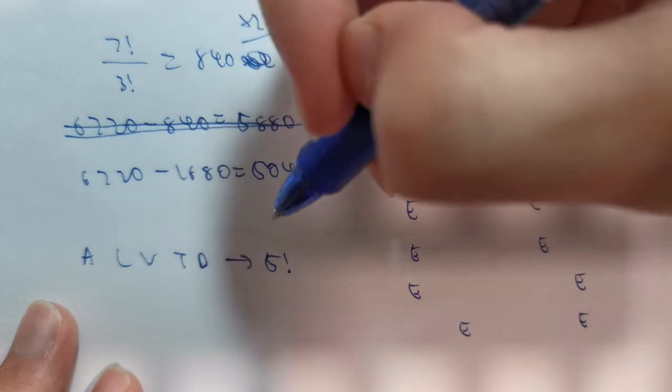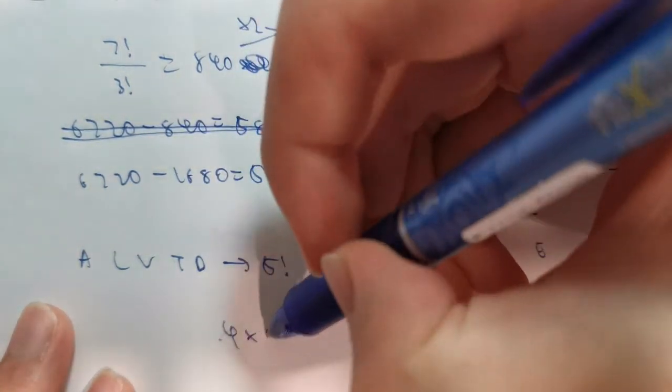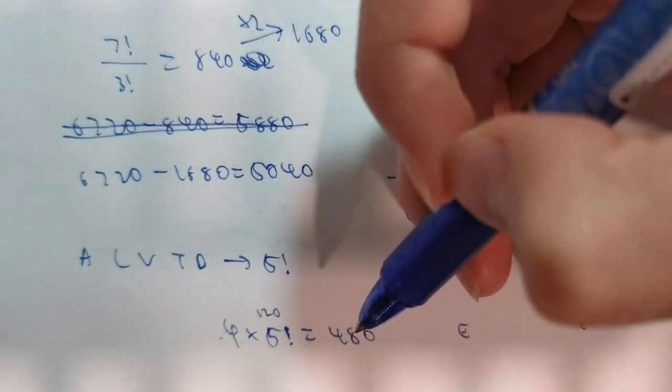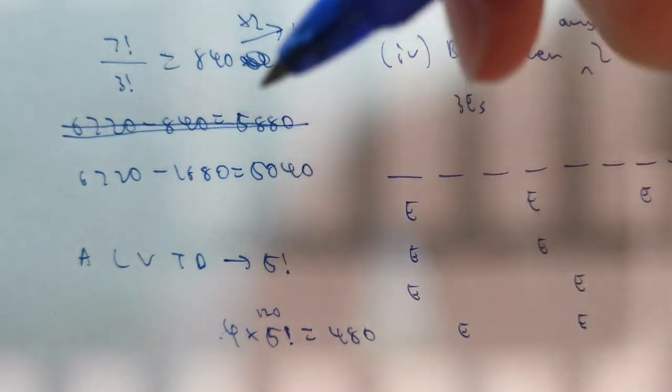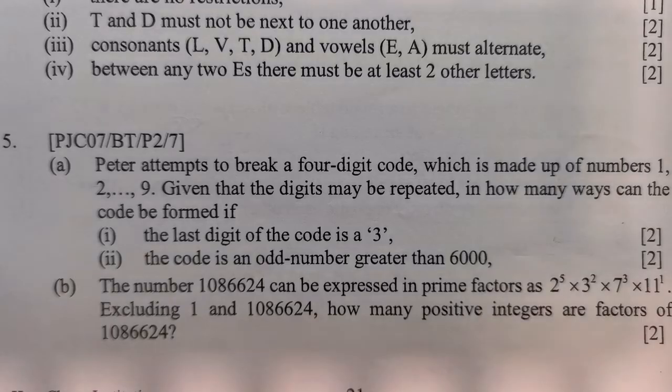So the remaining letters are A, L, V, T, and D. Then there are 5 factorial ways to put this in. So the answer is 4 ways over here times 5 factorial, which will give you 480. Should be correct. Yeah, 480. Yeah, this is question 4.